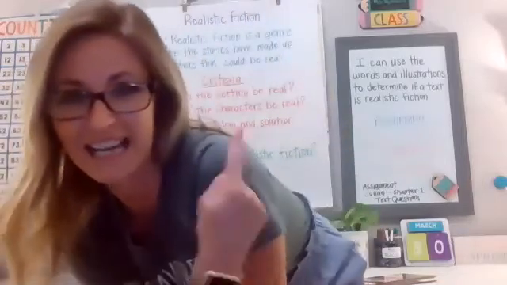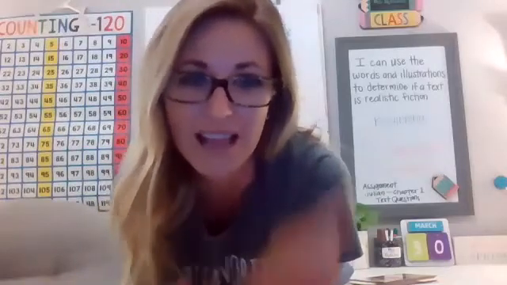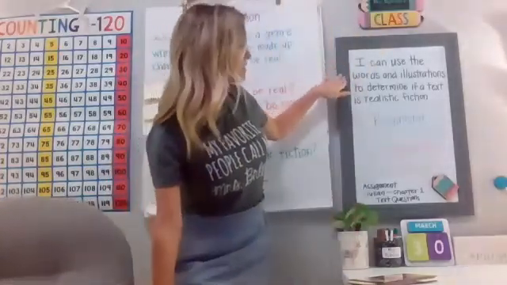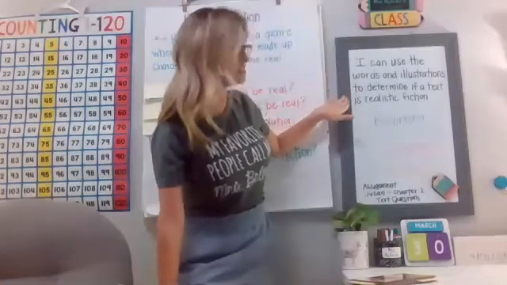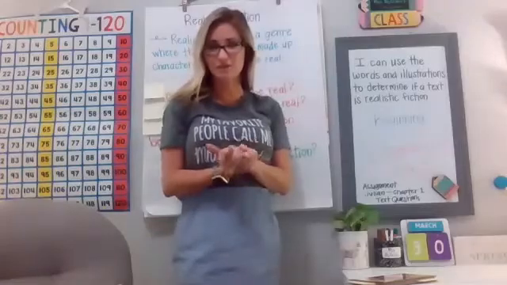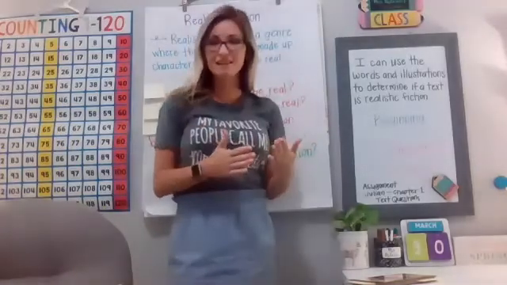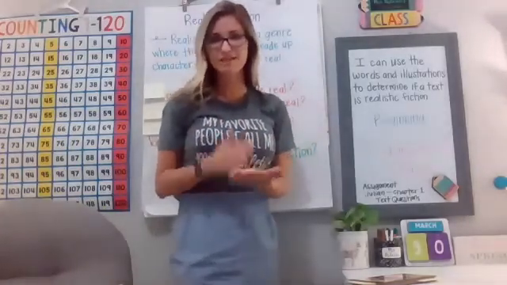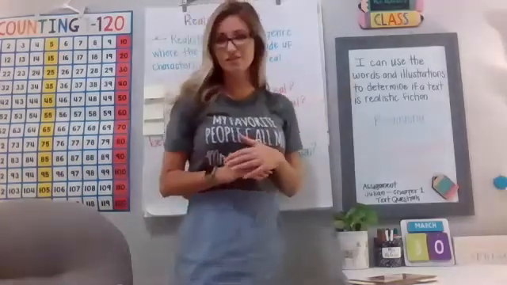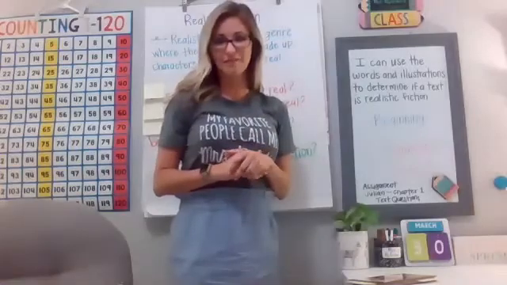Called realistic fiction. So behind me is an anchor chart, and I'm going to go over there and we're going to talk about it. But first, let's look at our I can statement over here, okay? So it says, I can use the words and illustrations to determine if a text is realistic fiction. That's our learning goal today, and that's what I want us to focus on during this lesson. So by the end of the lesson, you're going to be able to determine if a text is realistic fiction or not, based on the words and the illustrations that you see in here, okay?